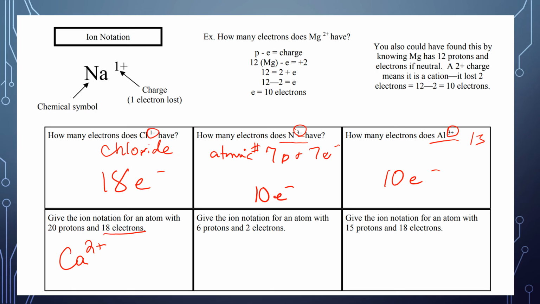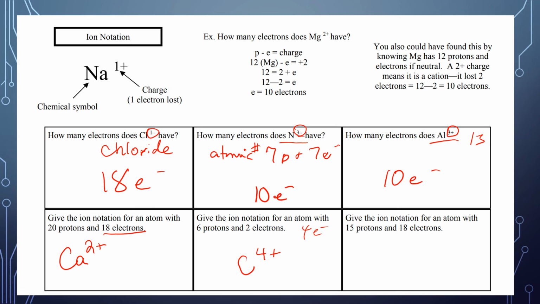Give the ion notation for an atom with 6 protons and 2 electrons. The atom with 6 protons is carbon, and since carbon has only 2 electrons left, that means it had to have lost 4 electrons. So if I lose 4 electrons, my charge will be 4 plus.